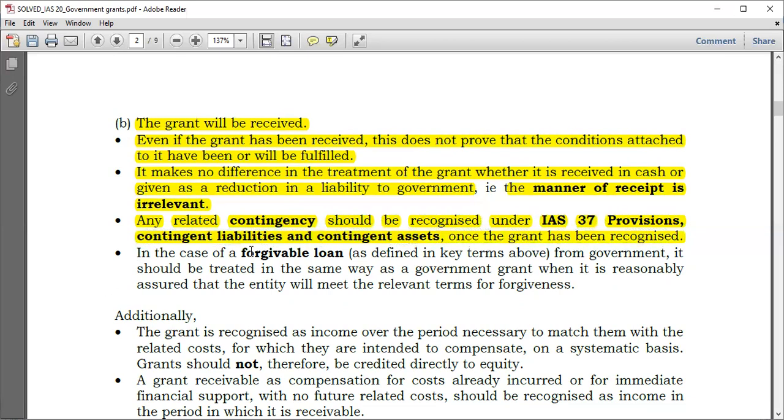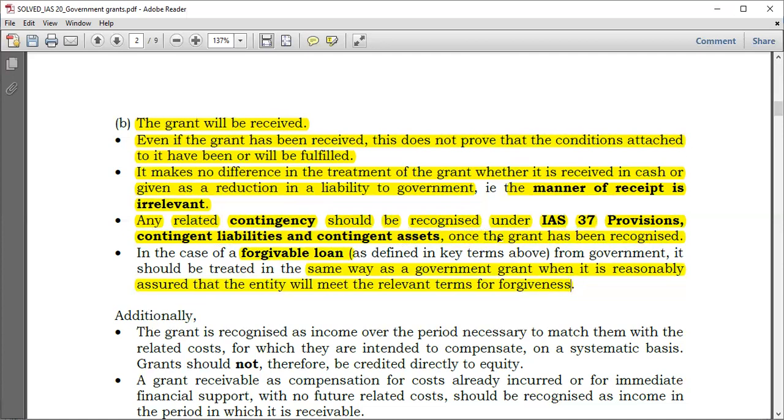And now, as for forgivable loans, which we defined earlier, forgivable loans from the government should be treated in the same way as a government grant, right? So you are being forgiven the loan, you have to do something. You can just treat it the same way as a government grant when it is reasonably assured that the entity will meet the relevant terms of forgiveness. As I told you, you are told that if you hire these employees, I'll forgive your loan. If I forgive your loan, I'll reduce your liability.